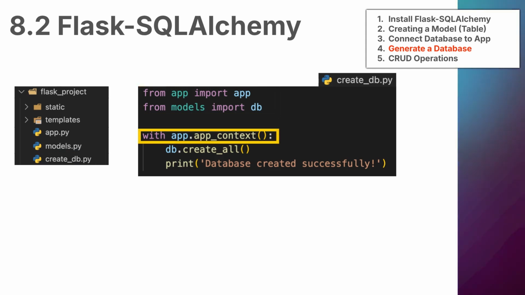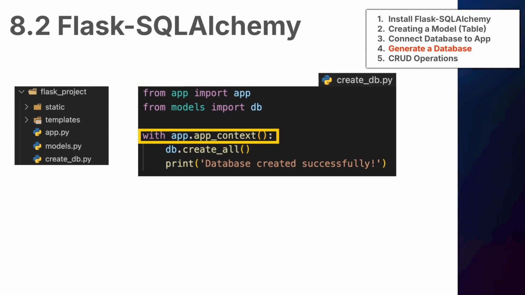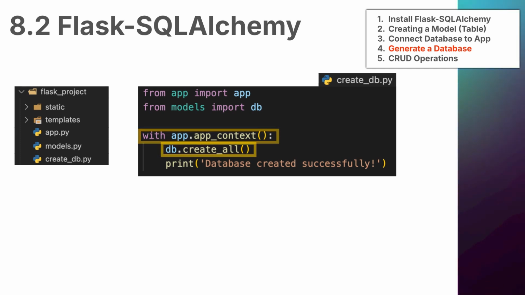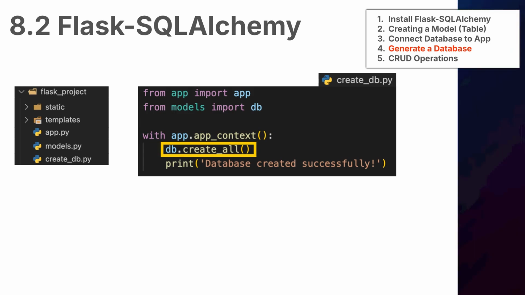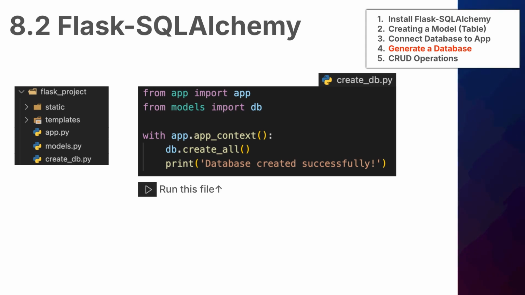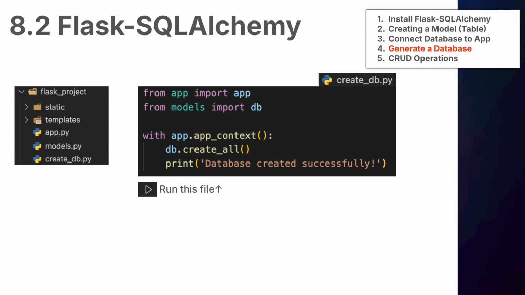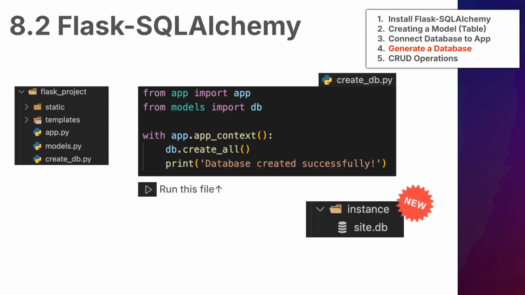This sets up the Flask app context to access the Flask app and the database. Think of it as turning on Flask so it knows what database and app it's connected to. db.create_all creates all tables based on your models. Once you run this file successfully, you'll see the message, database created successfully in your terminal. Also, you can see a new folder named instance and a database in it. Now your database is ready.